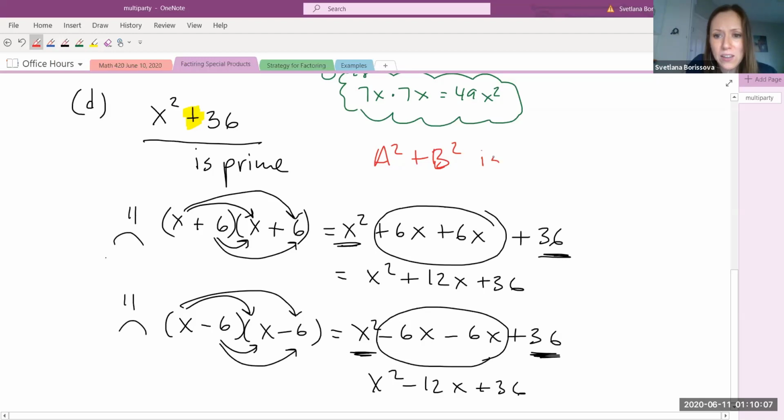So is prime no formula? Automatically. That's right.